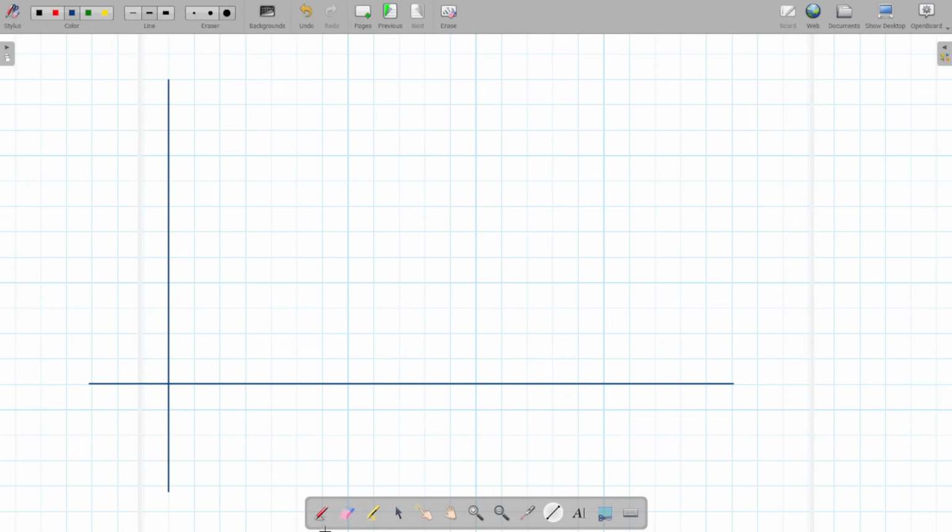Instead of starting from the middle, our cosine graph always starts from the top, goes down, and oh, that's a bad drawing. Okay, it starts from the top and then comes back up. Something like this. Same, it follows the same steps.